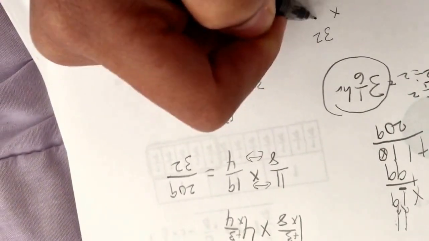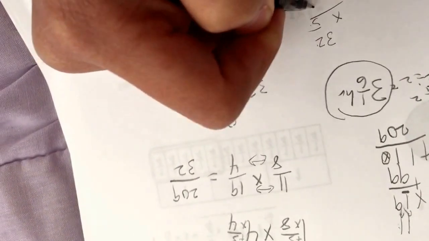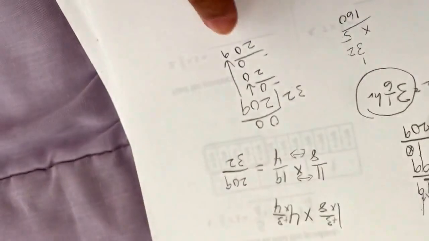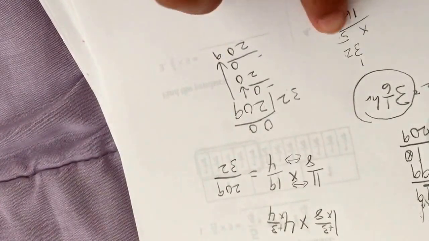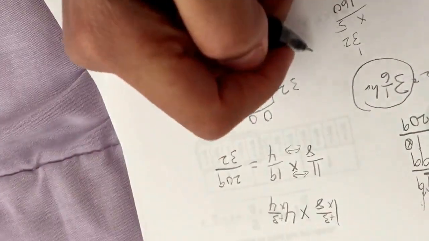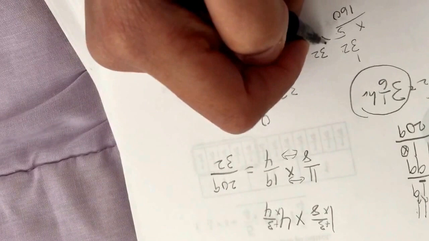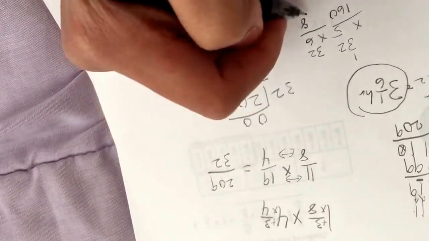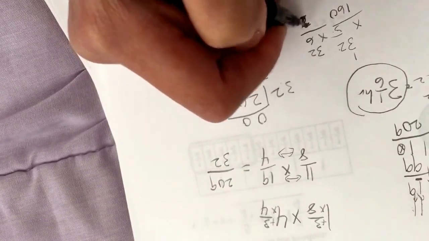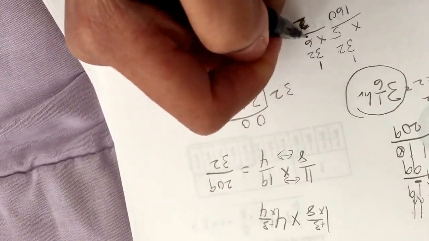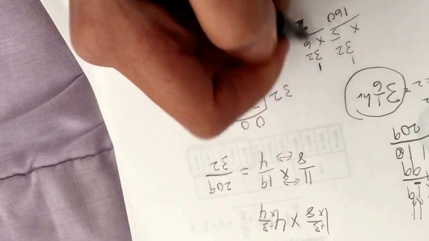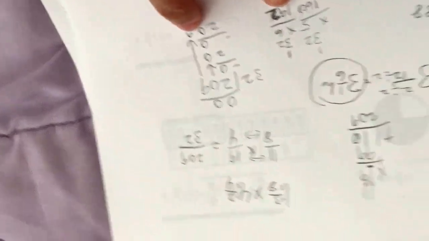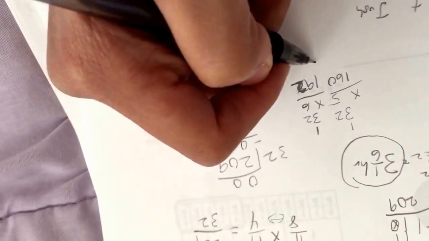Let's try some numbers. 5 times 2 is 10. 5 times 3 is 15, plus 1 is 16, so 160. That's not quite to 209, so I'm going to change 5 to a higher number. Let's try 6. 6 times 2 is 12. Remove the 1. 6 times 3 is 18, plus 1 is 19. 192 is getting closer to 209, but let's try 7.